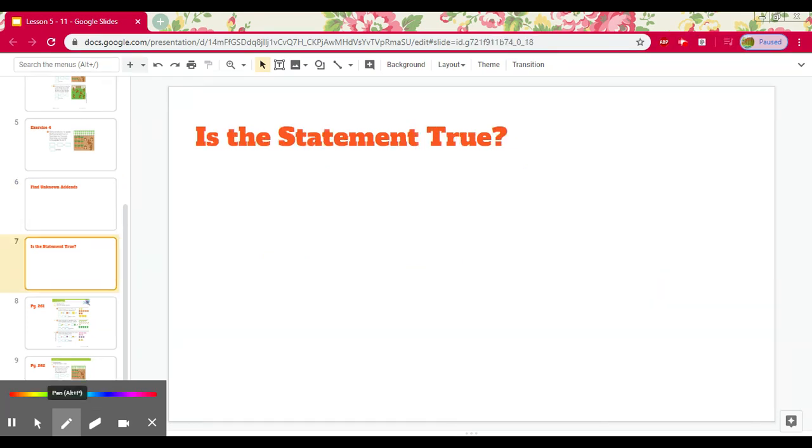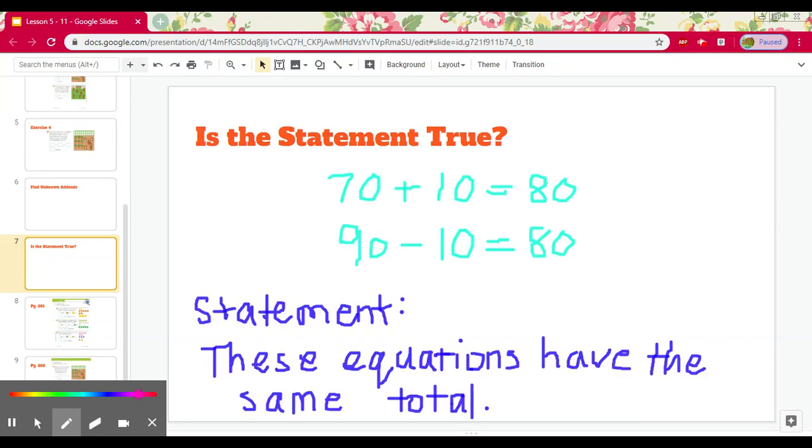Sometimes we have to determine if a problem is correct or incorrect, if it is true or false. We have the statement that says these equations have the same total. Let's take a look. 70 plus 10 equals 80, and 90 minus 10 equals 80. Both equations have 80 as the total. So, this statement is true.